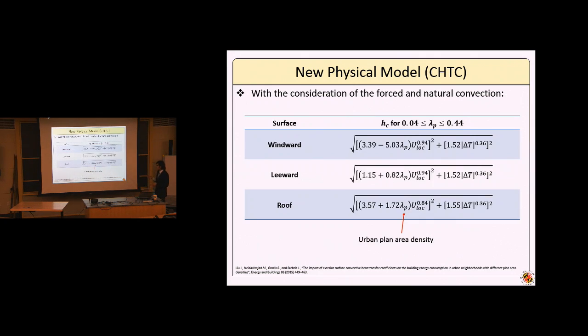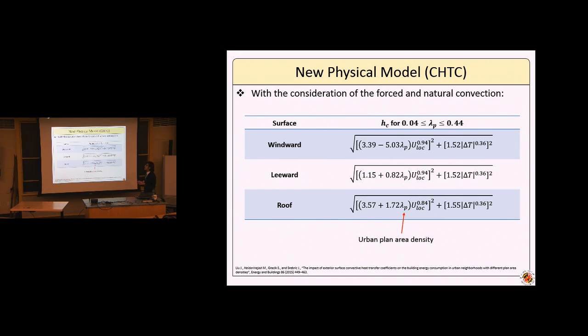One thing we did out of those simulations and statistics, we see equations emerge. Let's say I'm looking at different surfaces of the building. I'm looking at the windward, the part of the building that is facing the wind. Or let's say I'm looking at the leeward, the side at the back of the building, or I'm looking at the roof. We see here all of these equations have the element of urban plan area density. So I don't need to run any more simulations to get these values for a specific context. I could just use the equations here, so no need for additional simulation. That's what I mean by having reproducible and generalized frameworks and physical models.